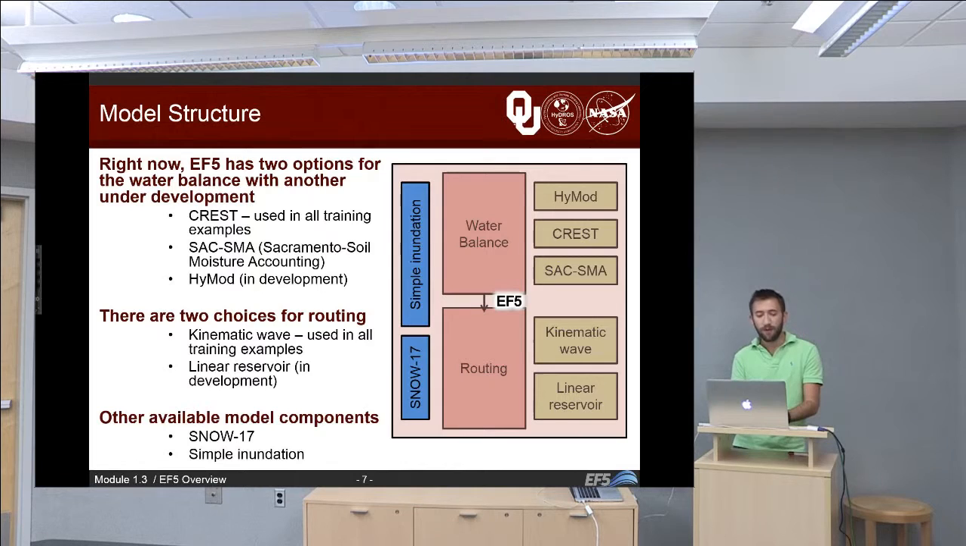And then other available model components for areas with a lot of snowpack or where a lot of water is stored on the top of mountains. The Snow 17 model is incorporated into EF5. And then there's also a simple inundation model or a bathtub model that basically just fills up from the lowest possible point until all the water has been exhausted. So that could help to be used in flood inundation modeling and flood extent modeling as well.